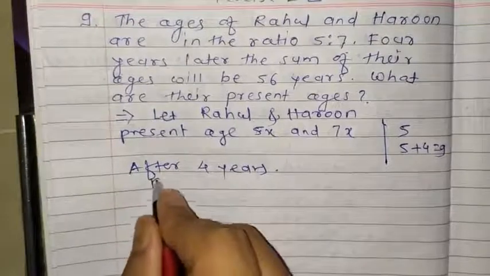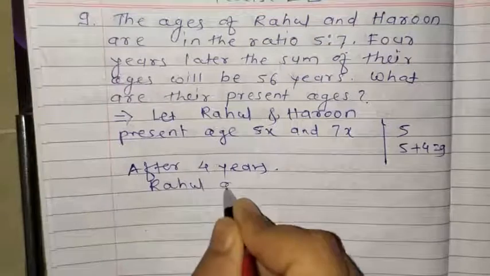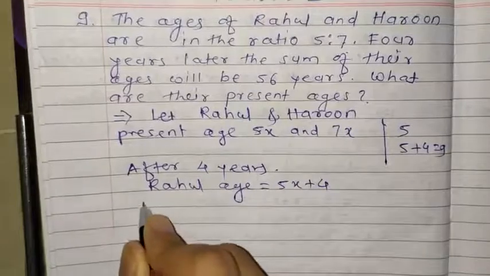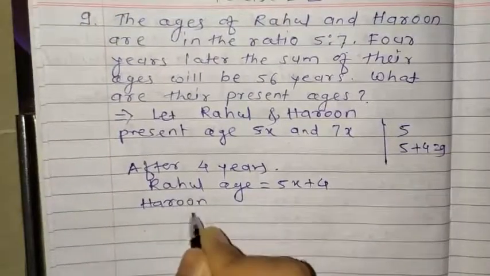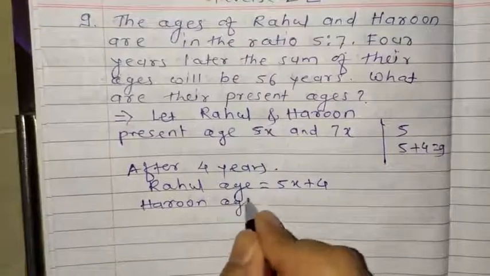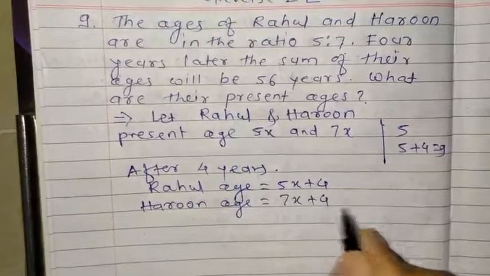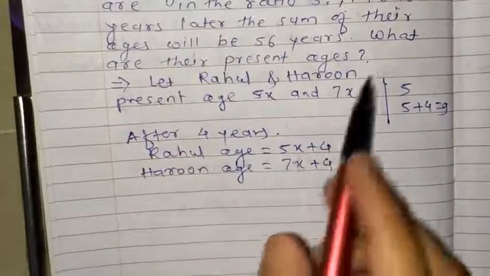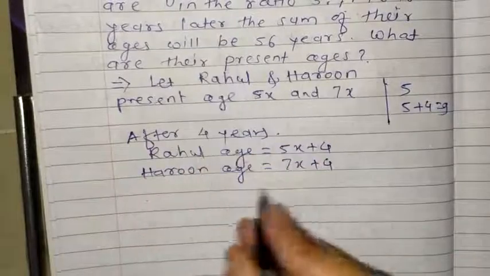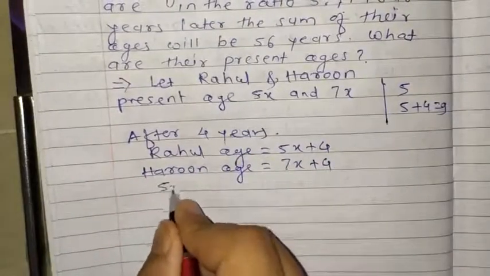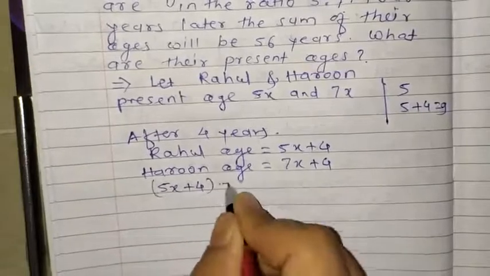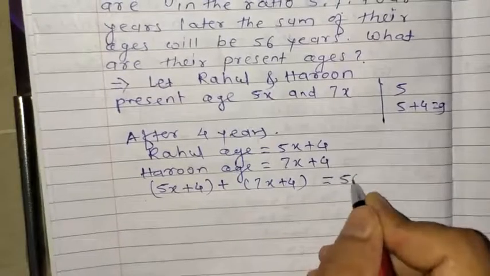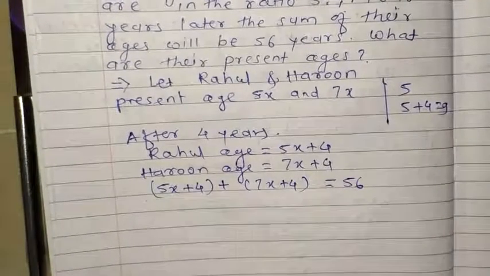So after 4 years, Rahul's age equals 5x plus 4 and Harun's age is 7x plus 4. And after that, the sum of their ages will be 56 years. So 4 years later, you have to calculate the sum of the ages. So 5x plus 4, this is one part after 4 years, plus 7x plus 4. The sum of their ages will be 56. So this is our equation.